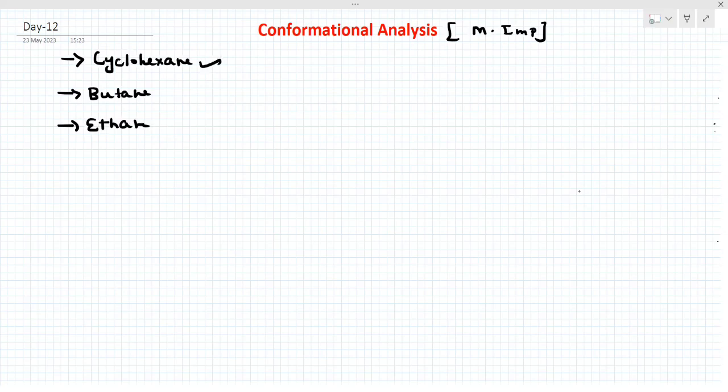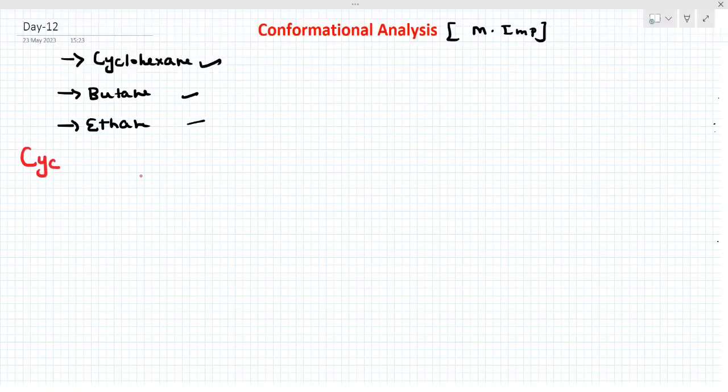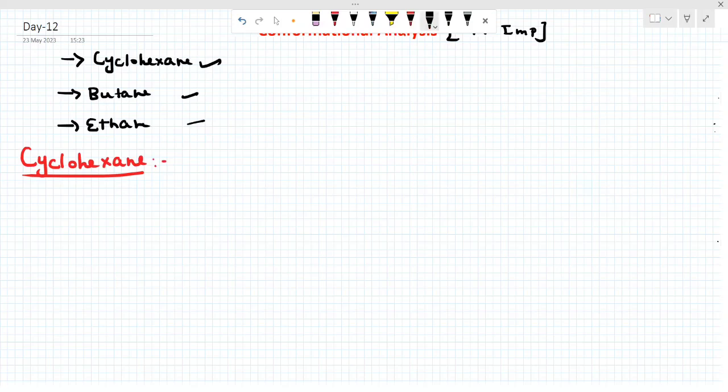These three are very important from the entrance exam point of view. Now we start from cyclohexane. It's the most important compared to butane and ethane. Please note, cyclohexane. Now what is the molecular formula? The molecular formula of cyclohexane is C6H12. This is a cyclic form.